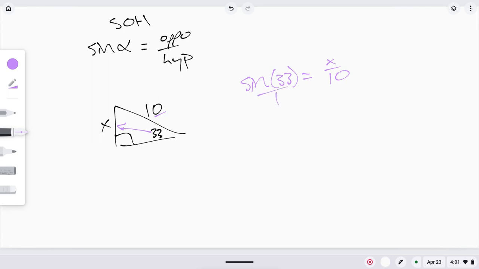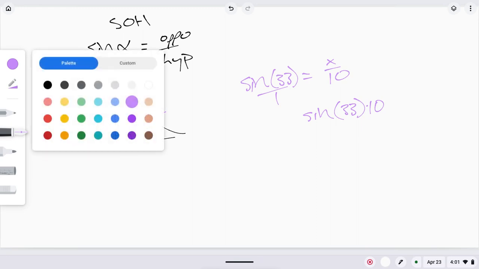And if I'm solving here, right, this is just a ratio, x over 10. So if I want to write my sine 33 over 1 as a ratio as well, all I'm doing is a cross multiplication. So x would be equal to sine 33 times 10, right? On my calculator, I can just punch in sine, type 33, and then type times 10, and it'll give me an answer.